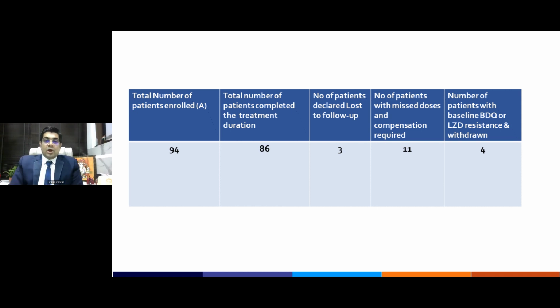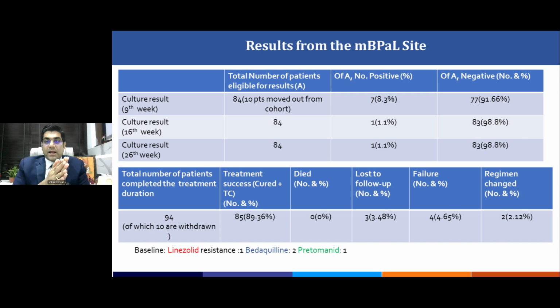Next slide, please. If you see the results, the outcome of the MB-PAL on our side: a total of 94 patients, out of them 85 successfully completed their treatment. Zero deaths from our side. Three of them were lost to follow-up. Four were declared as failures at the end of the treatment of B-PAL, whereas regimen changed. Two of them needed the regimen change because of the baseline DST.